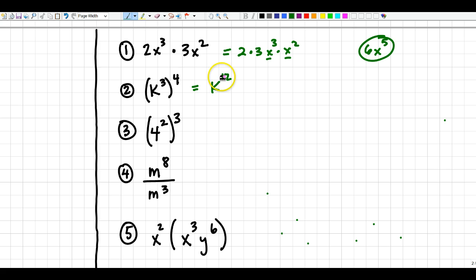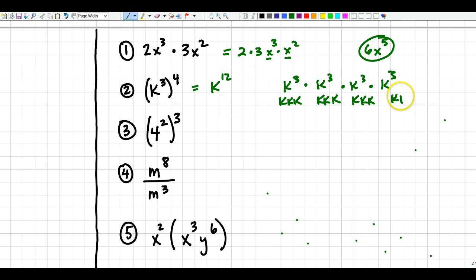If you're not sure that that's the right property to utilize, think about what the power is telling you. It's telling you to take k to the 3rd and multiply it by itself how many times? 4. So if I took k to the 3rd and multiplied it 4 times, I'd get 3 k's there, 3 k's there, 3 k's there, and 3 k's there. And if I'm multiplying all those together, count how many k's there are all together. There are indeed 12. So that's why that property is a nice shortcut to know, because it allows you to simply multiply the powers together and then you're done.